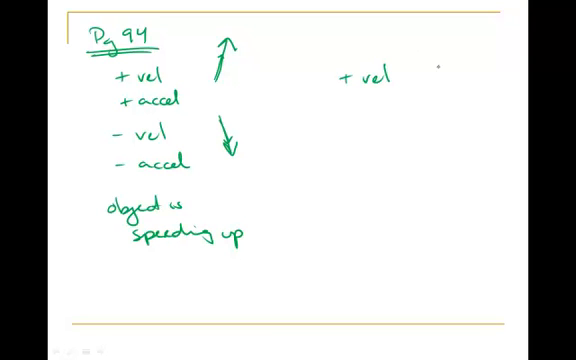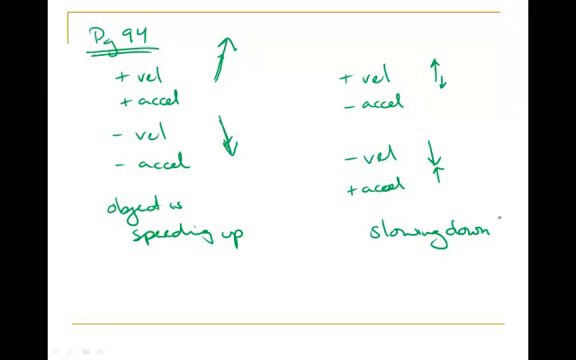Now, if my velocity is positive, meaning I'm going up, but my acceleration is negative, it's pushing the other way, it's slowing the object down. If the velocity is negative, the object is going down, but the acceleration is in a positive direction, it's pushing upward, again, the object is slowing down. So both velocity and acceleration have to be the same sign in order for the object to be speeding up. It can be speeding up in a positive direction or speeding up in a negative direction.